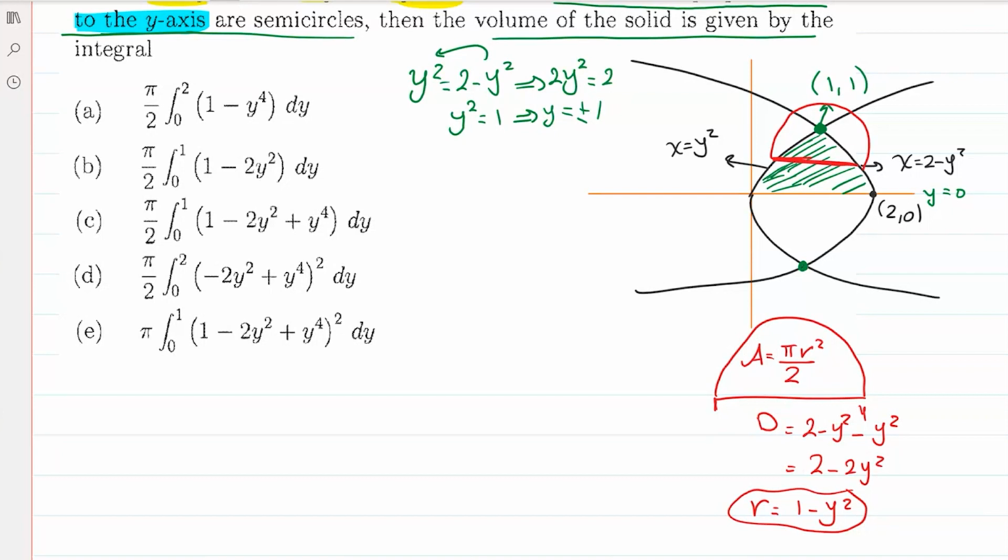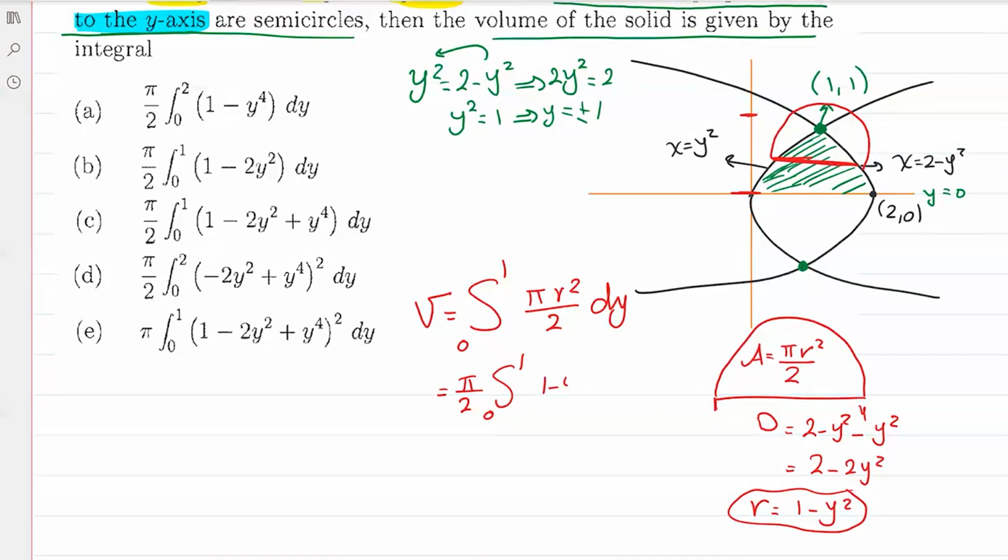Now, what is the volume? The volume will be the integral from the boundary in terms of y, from 0 to 1, of the cross-section area. Cross-section area is what? Pi r square over 2 dy. Why dy, again? Because the cross-section is perpendicular to y. So it will be the integral from 0 to 1 of pi over 2. You can write it here, or you can take pi over 2 outside. So I can write the integral from 0 to 1 of r square, which is 1 minus y square.